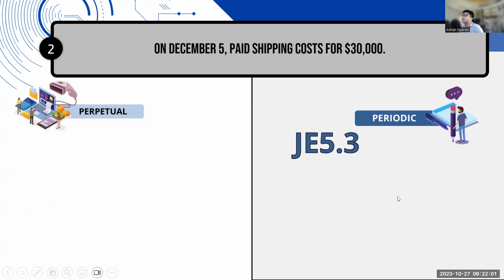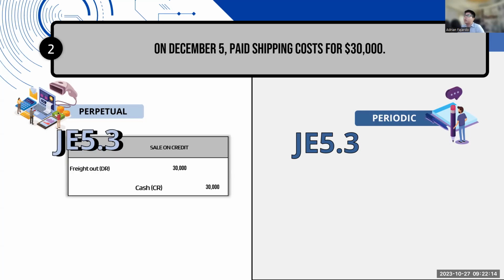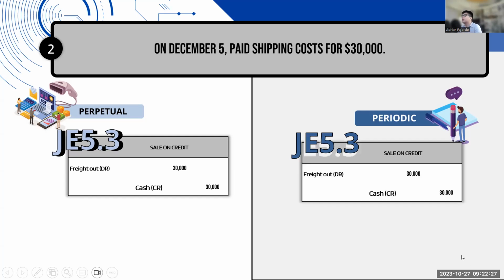So, may shipping costs ka raw for 30,000. Now, ikaw yung seller for this portion. So, remember our discussion, sino yung nagbayad? Siya yung magbe-bear ng expense. So, under perpetual, meron kang debit freight out, which is an expense. Credit cash of 30,000. Sa periodic, same lang. Freight out, 30,000. So, ito lang yung parang seller perspective, right?